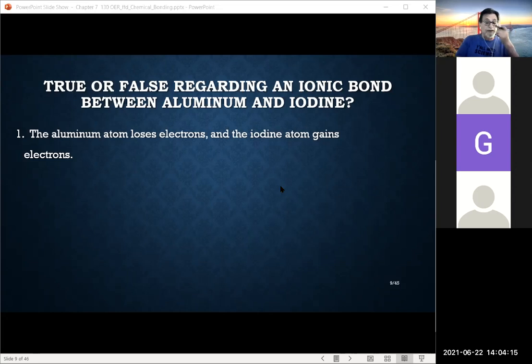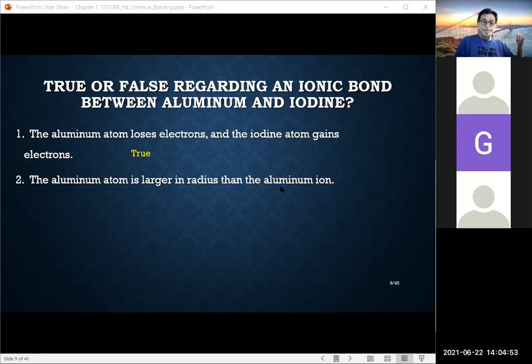The aluminum atom loses electrons and the iodine atom gains electrons. Do you think that's a true statement or a false statement? That would be true. Aluminum is a metal, will lose electrons, and iodine is a nonmetal and therefore will gain electrons. Specifically, Skylar, that is correct. It will lose 3 electrons because aluminum is in group 3, meaning there are 3 valence electrons. And iodine is in group 7, being a nonmetal, it will pick up 1 electron, giving you a -1.